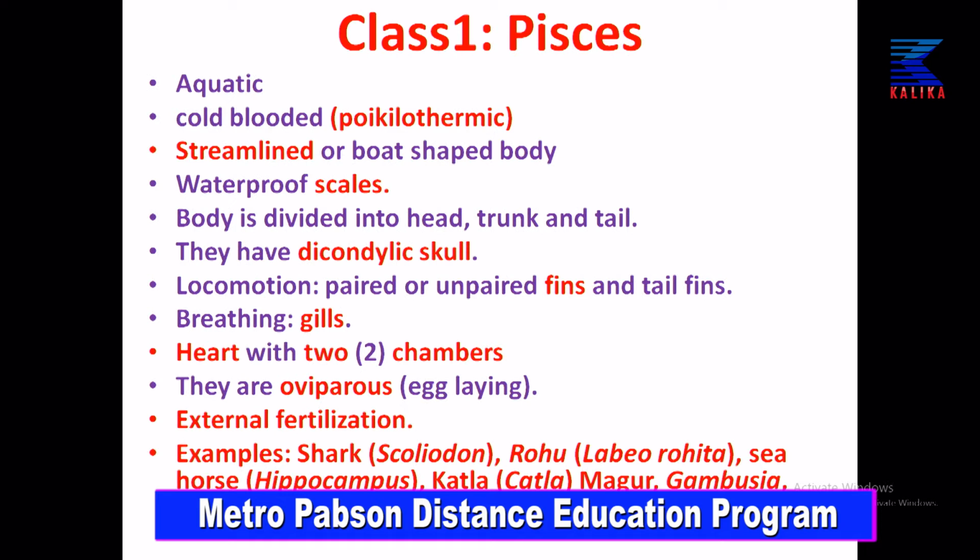Okay, good. So examples: shark, Scoliodon; rohu, Labeo rohita; seahorse, Hippocampus; katla, magur, gambusia, tuna, herrings, cod, bakur, and many more. But remember, the dolphin is not a fish, it's a mammal. Likewise, whale is not a fish, it's a mammal. But a seahorse, Hippocampus, though it sounds like a horse, something like mammals, it is not a mammal. It is the fish, but the face looks like the mammal, the horse.